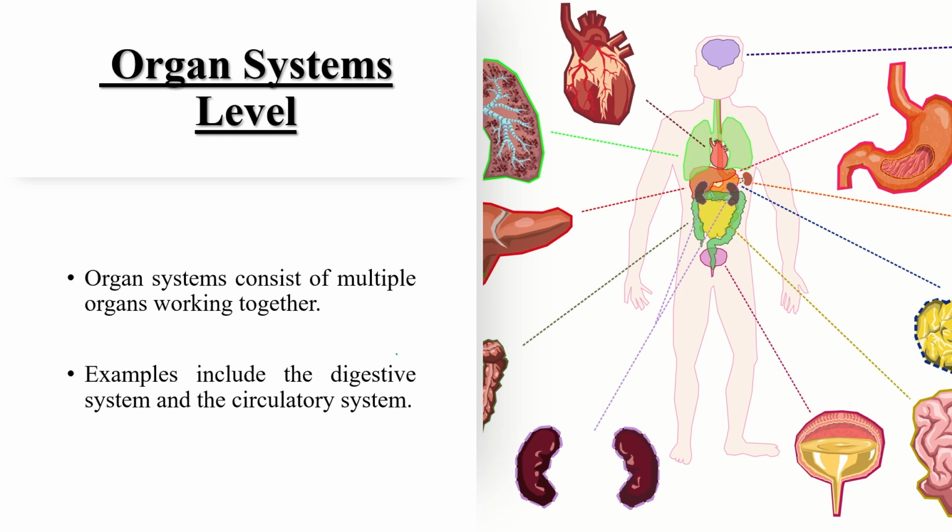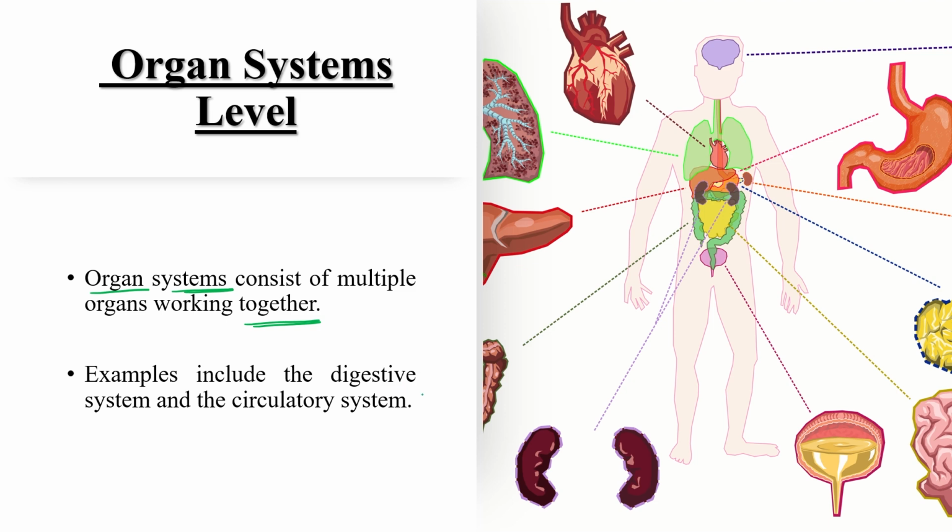Right. Now the organ system level. An organ system consists of multiple organs working together. In a particular organ system, multiple organs work together for a common function. Like if we are talking about the digestive system, in the digestive system there are so many things, right? Esophagus to stomach to small intestine, large intestine, right? There are two different glands also involved in this, pancreas and liver. So this is the organ system level.